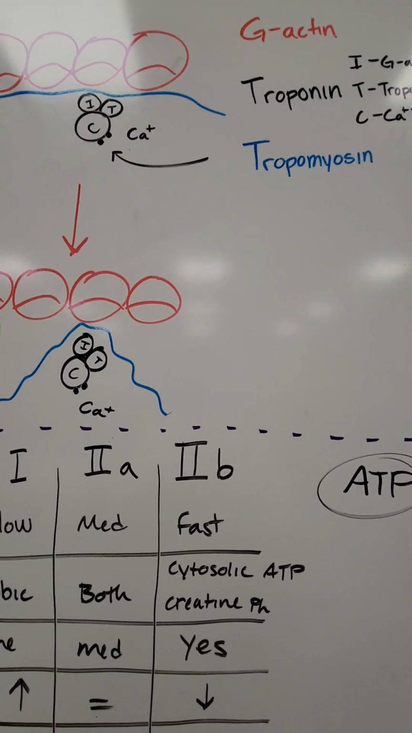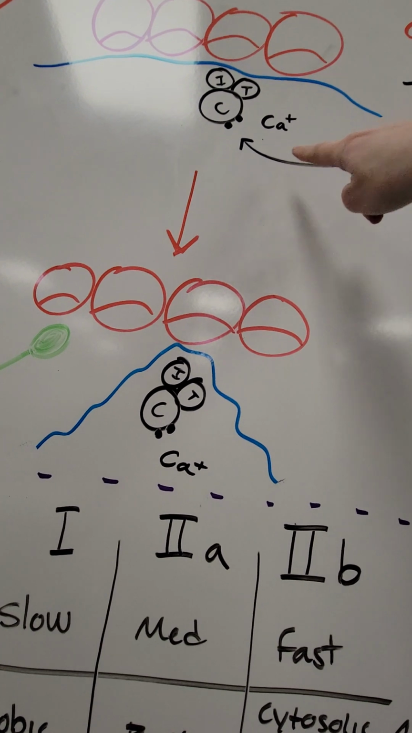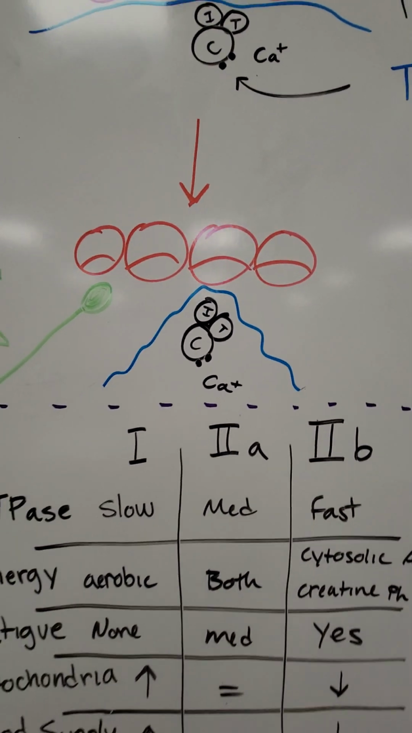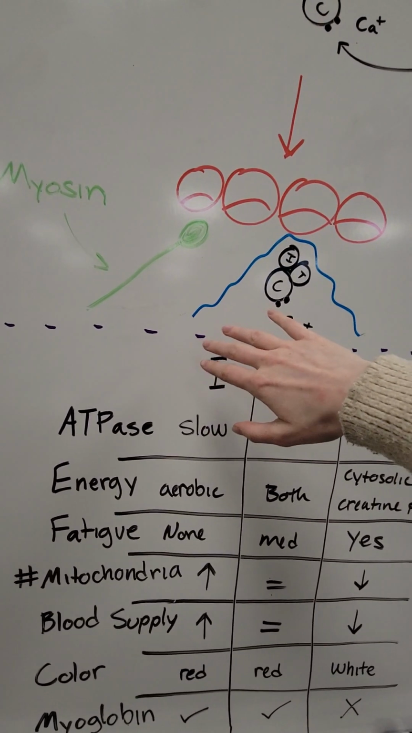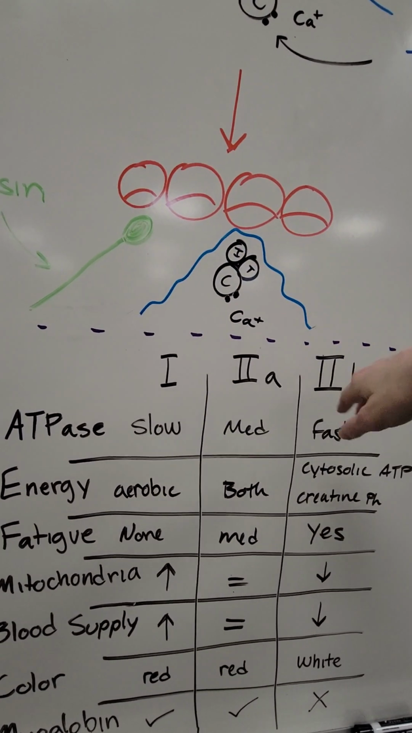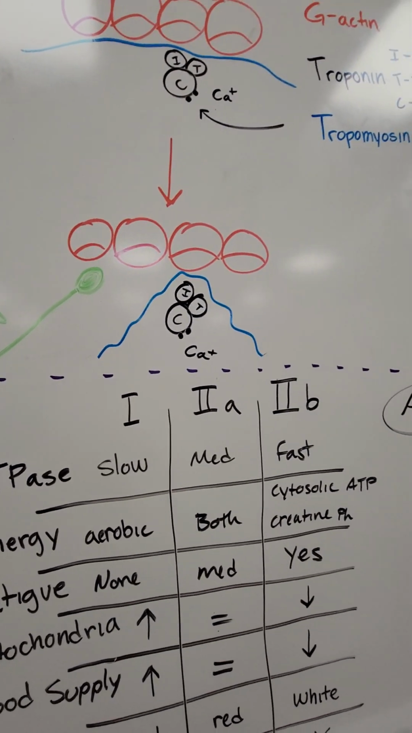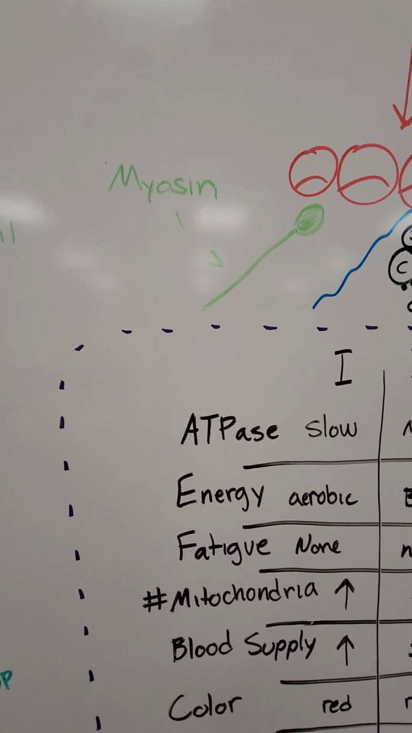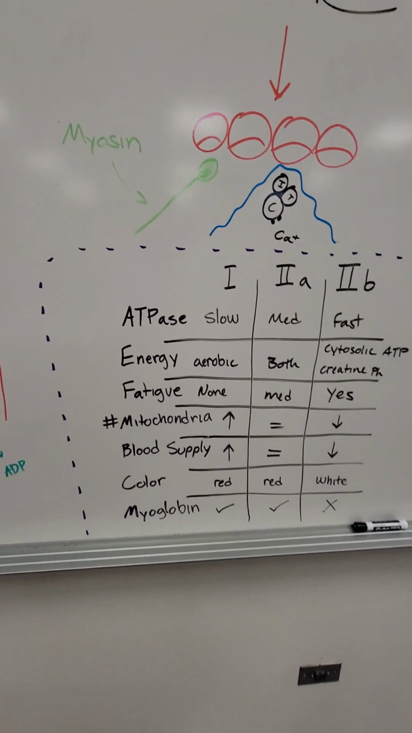And then the C spot has a high affinity for calcium. So calcium will come over here and bind to that. And when it does, it goes through a conformational change. It basically moves the tropomyosin kind of off our G-actin, off those G-actin spots. And that allows our myosin heads to connect here so that our muscles can contract.